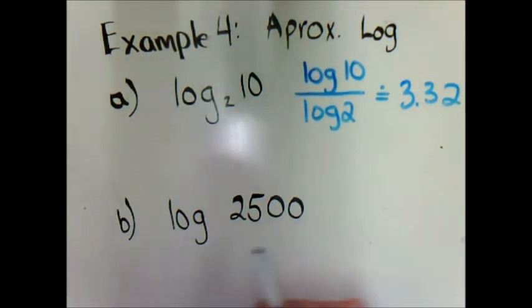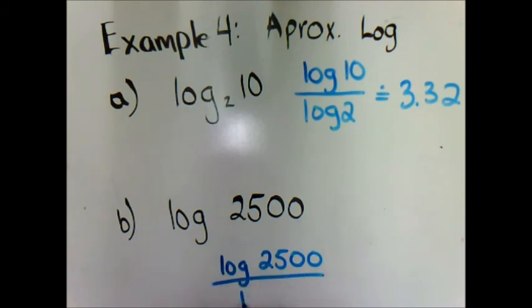Let's try that method here. Here we have the common logarithm, which is base 10. So we can just say we have log of x, which is 2500, divide that value by the log of 10, and this approximates at 3.4.